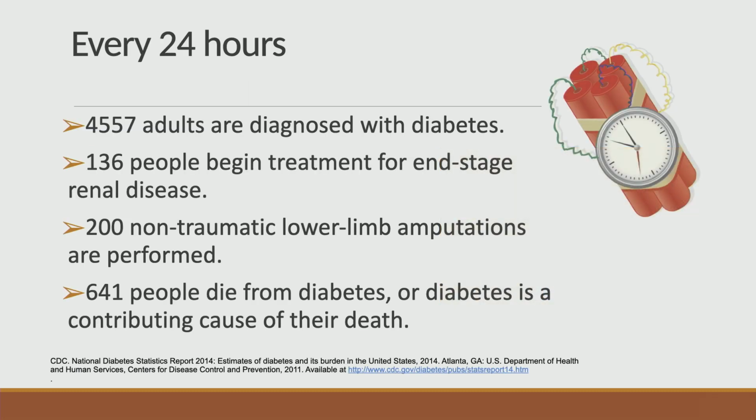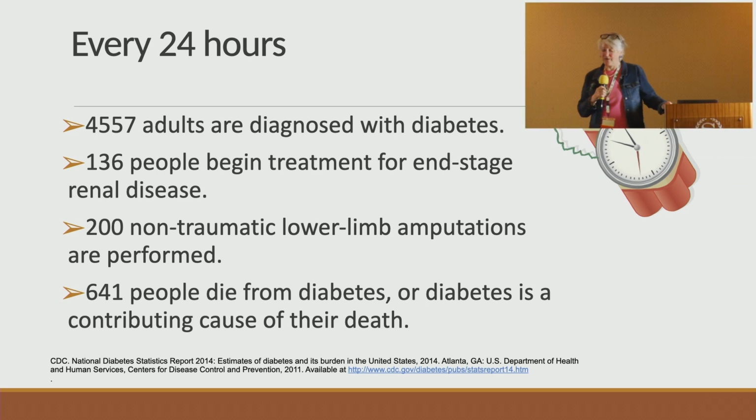Every 24 hours in the United States, and this is CDC data, about 4,500 adults are diagnosed with diabetes every day. About 136 people begin treatment for end-stage renal disease, and that means dialysis. About 200 non-traumatic lower leg amputations are performed because of diabetic foot ulcers and foot disease. And about 640 people die from diabetes or diabetes contributing to their death, and most of this is heart disease and stroke.